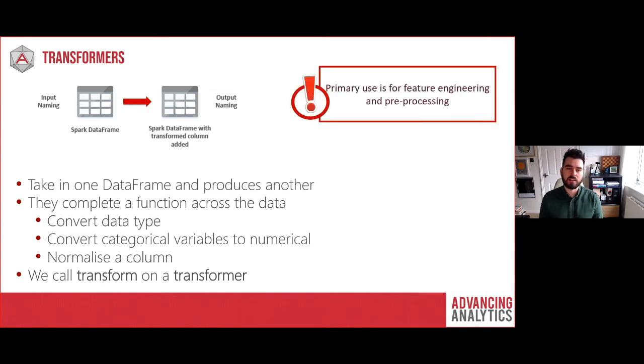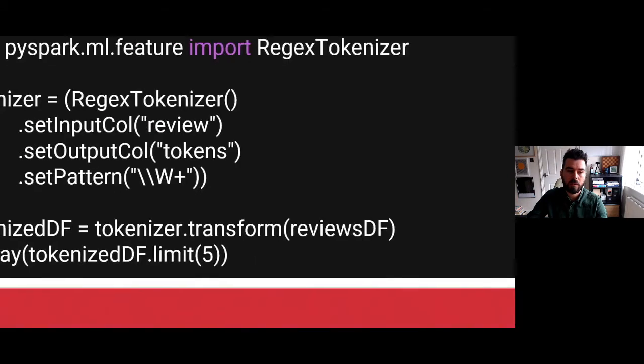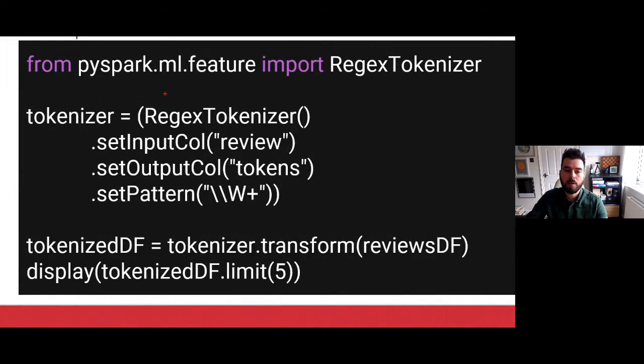Sounds fairly simple, right? Here's an example of a regex tokenizer. And a regex tokenizer is a transformer which will take a bulk of words and it will just split them up into individual tokens, so individual words. So here, if we have a quick look at what this is doing, right? You've got SparkML, which is the package that we're reading from, and we've got this guy, a regex tokenizer, and that's the function that we're going to use.